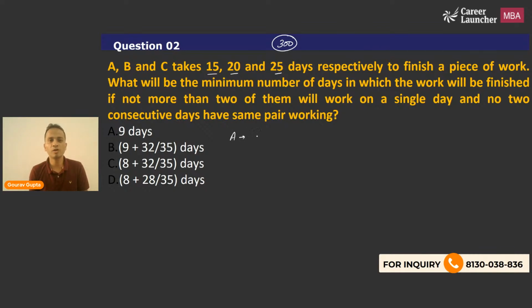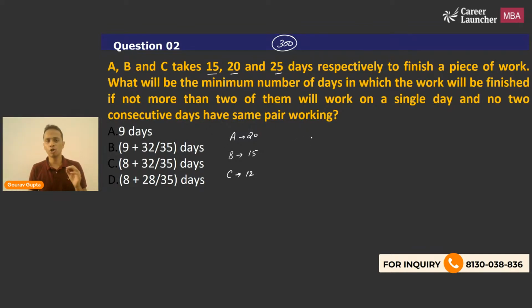So A's 1 day work will be 300 divided by 15, that is 20, right? A very common way of solving these questions. B's 1 day work will be 15 and C's 1 day work will be 12 units. All right. The question is, we'll have to minimize the number of days in which the work can be completed such that not more than two of them will work on a single day. So that means if I want to minimize the number of days, I should be maximizing the number of people who are working at a time.